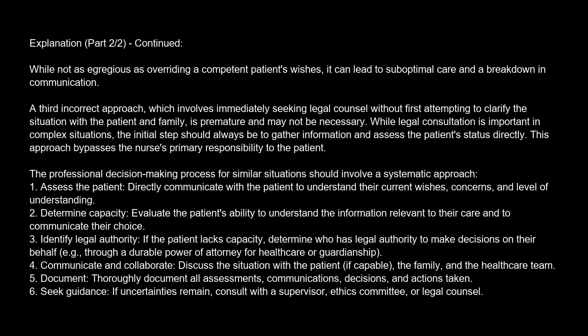The professional decision-making process for similar situations should involve a systematic approach. 1. Assess the patient. Directly communicate with the patient to understand their current wishes, concerns, and level of understanding. 2. Determine capacity. Evaluate the patient's ability to understand the information relevant to their care and to communicate their choice. 3. Identify legal authority. If the patient lacks capacity, determine who has legal authority to make decisions on their behalf, e.g., through a durable power of attorney for healthcare or guardianship.